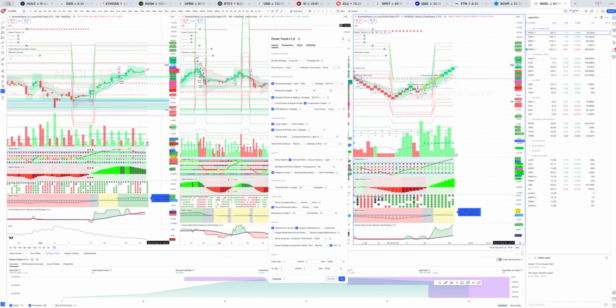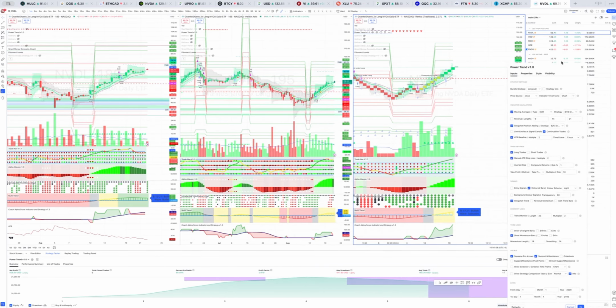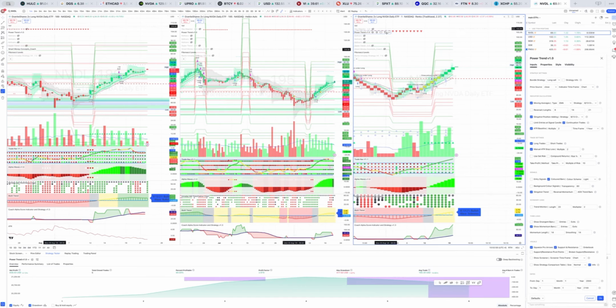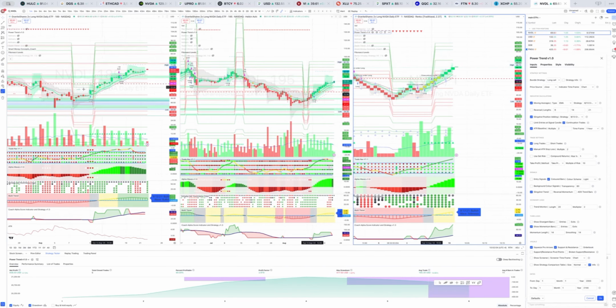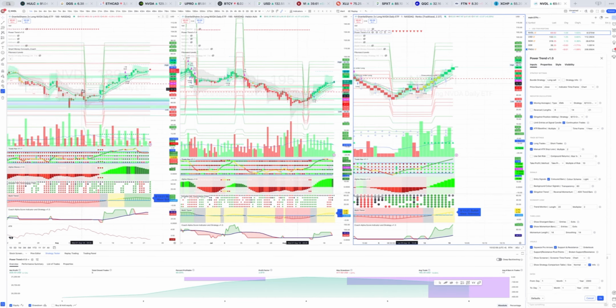All right, so PowerTrend here, I've got it set up on 3 charts. We've got a Renko chart over here on the right, we've got a Heiken Ashi in the middle, and we've got a standard chart on the left. Now let's just for a minute ignore the bottom graphs. The bottom graphs are other tools that I use, and we can talk about them in future videos, but let's just focus on PowerTrend.